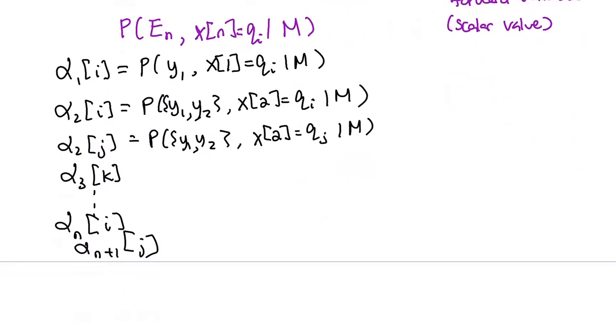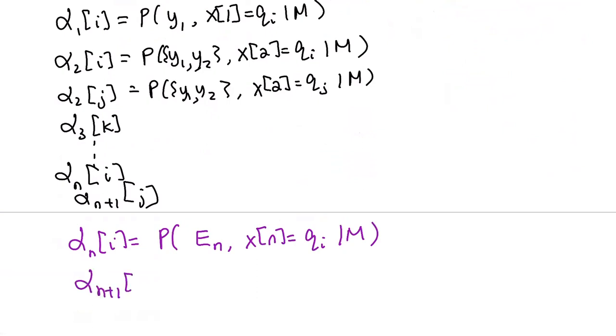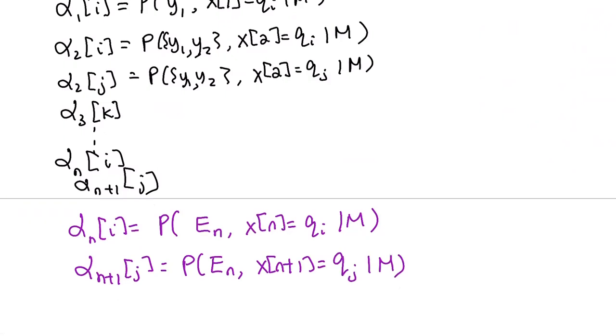So obviously, the general form is alpha n i, the probability of En, Xn is Qi given M, and then alpha n plus 1 j, the probability of En, X at time n plus 1 is Qj given M. Right. So if j equals i, then what I'm assuming is that the state of the Markov chain did not change from time n to time n plus 1.